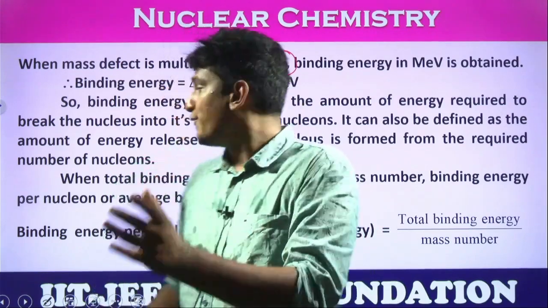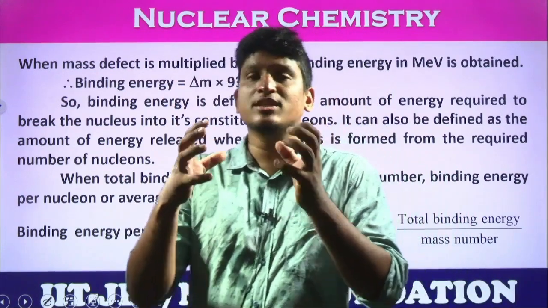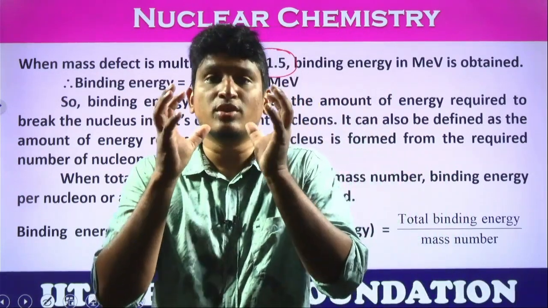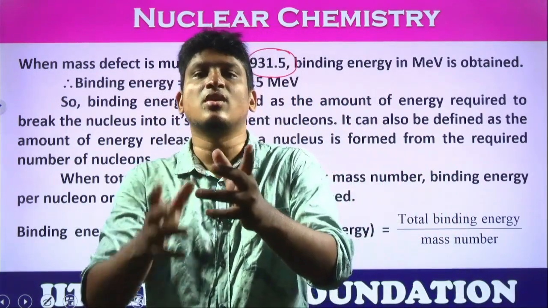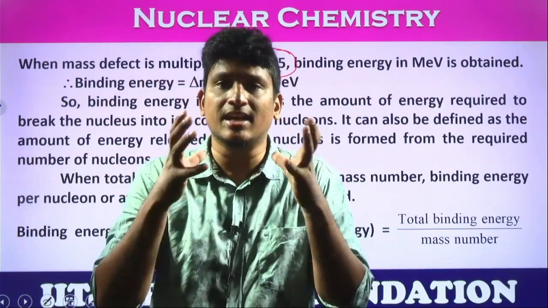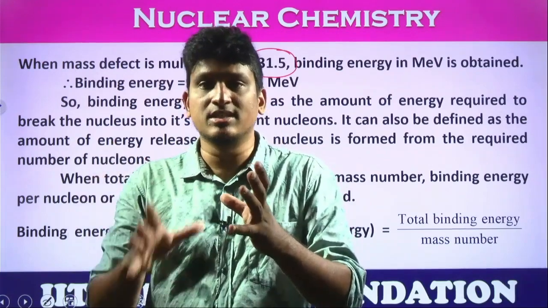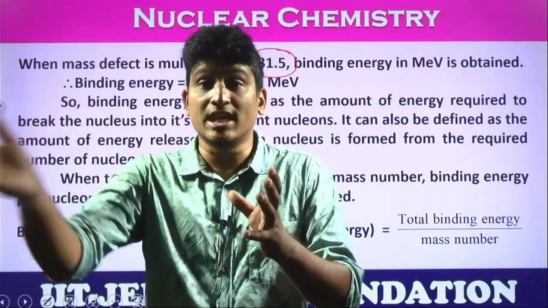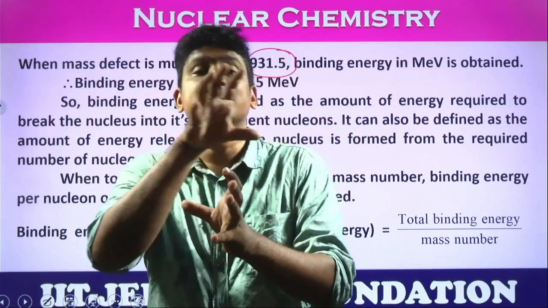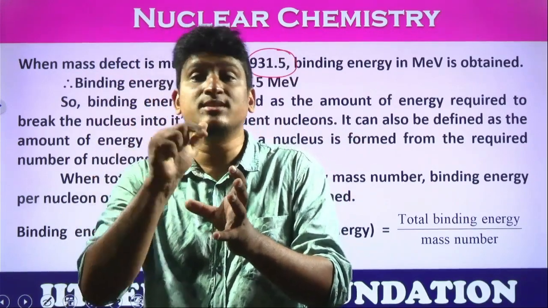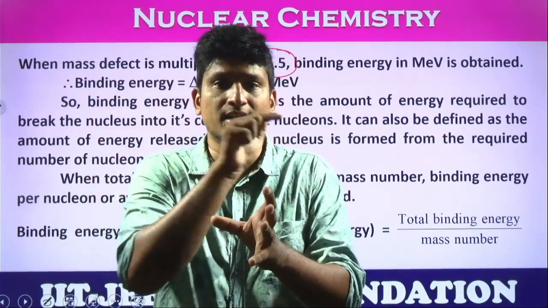Yes, students. For the formation of this nucleus, it releases some amount of energy, right? That energy is called binding energy, and this energy is created from where? From the mass of the nucleons. This mass is converted into energy. That's why the calculated mass is always different from the actual mass. Which is more? The calculated mass is always higher than the real mass.